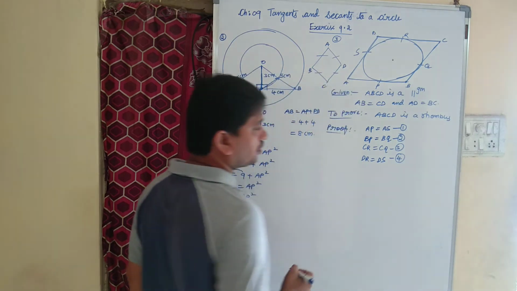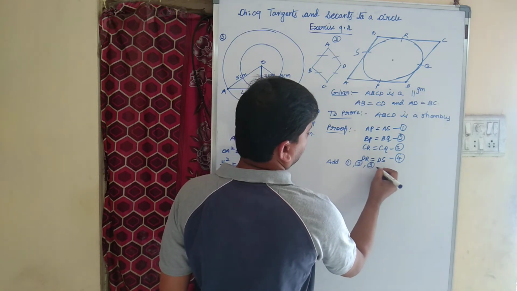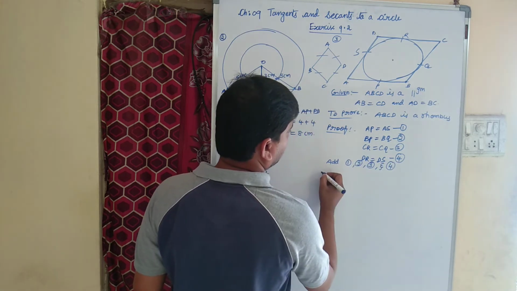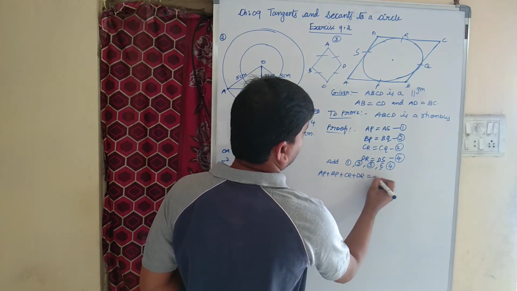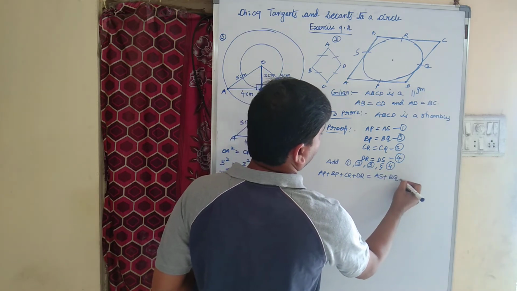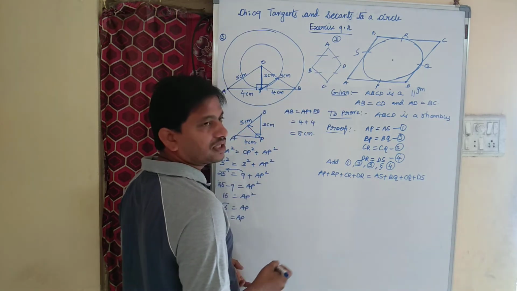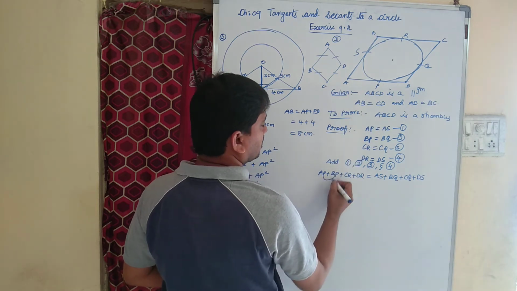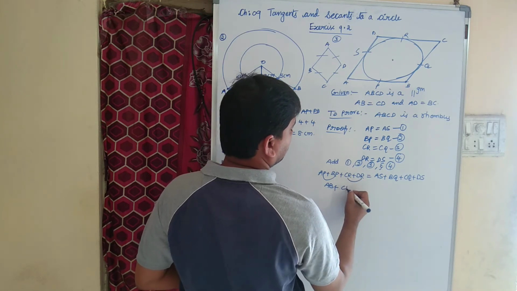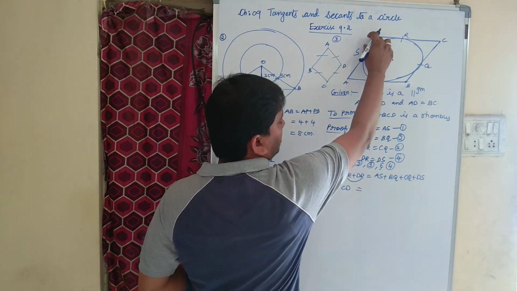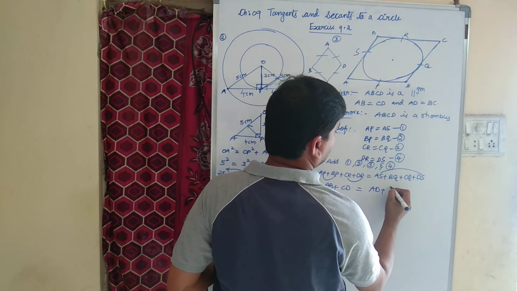Now what you do, add equation number 1, equation number 2, equation number 3 and equation number 4. So let us add: AP plus BP plus CR plus DR equals AS plus BQ plus CQ plus DS. So what is AP plus BP, children? AP plus BP is nothing but AB. CR plus DR is nothing but CD. AS plus DS is nothing but AD. BQ plus CQ is nothing but BC.